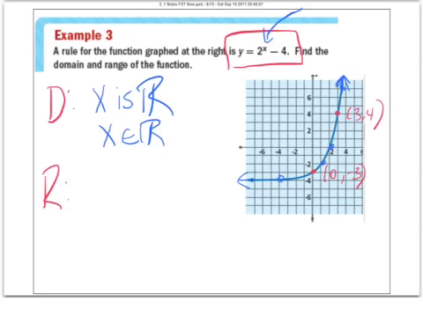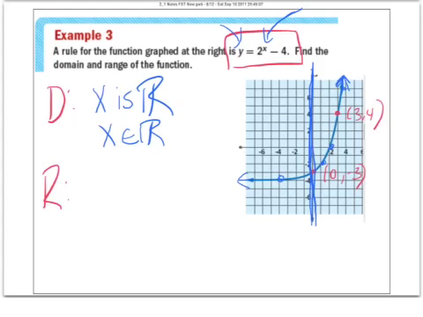The range is the y's. The range is the output. It's right there. Well, what axis? The y-axis is right here. It goes up and down. So when you're looking at a graph, when you're determining the range, you're determining the height of this graph.